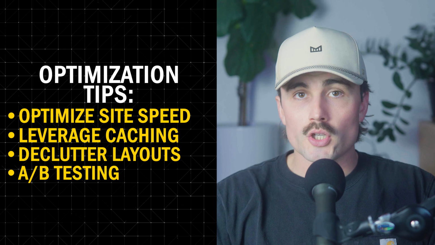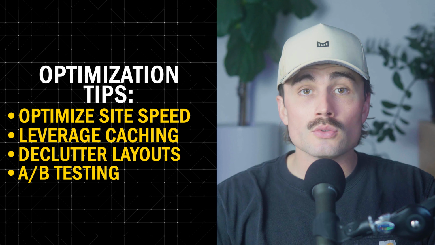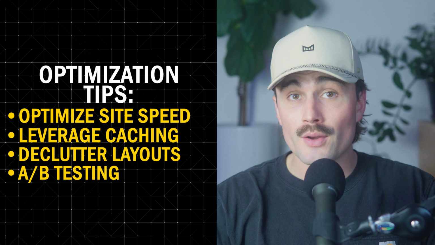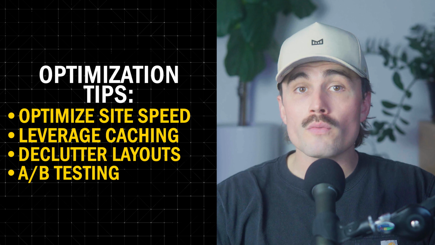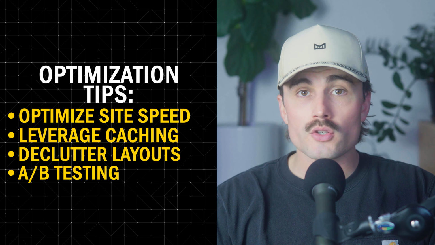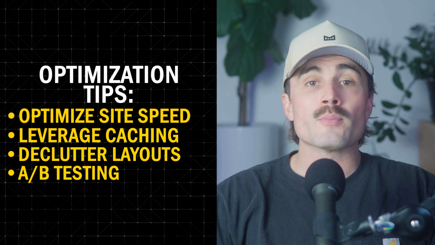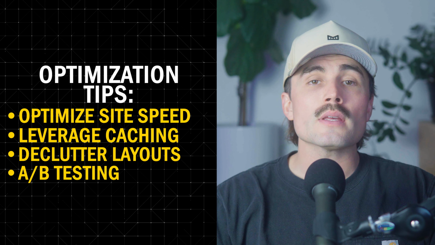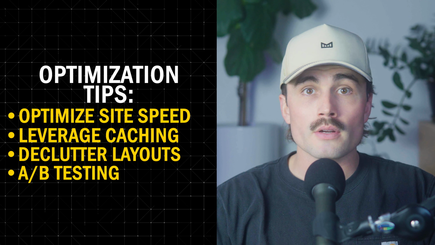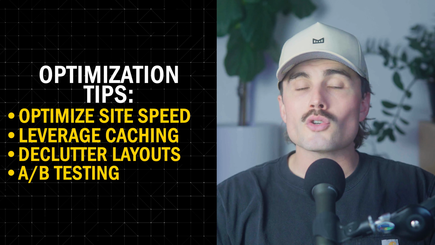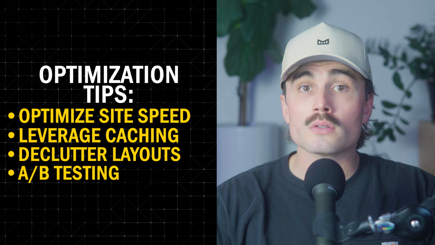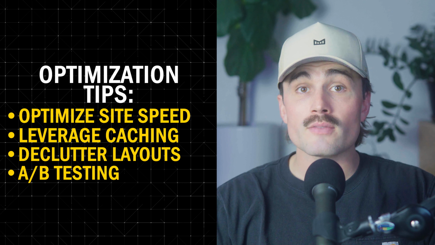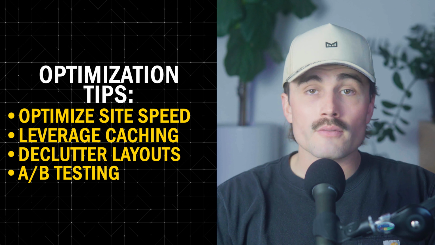A/B testing for conversions. Once your homepage is built, you may wonder if it can perform even better. A/B testing means creating two versions of a section and seeing which performs better. So Wix doesn't have built-in A/B testing, but you can simulate it by making changes and monitoring analytics over time. For instance, try a different headline or call to action color. Watch your analytics to see if more people click. Then choose a version that converts better.